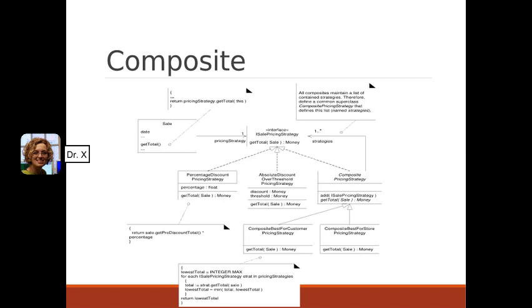And here's an example of the composite pattern. The outer composite object contains a list of inner objects. So you can see over there the composite pricing strategy contains composite best for customer or best for store.